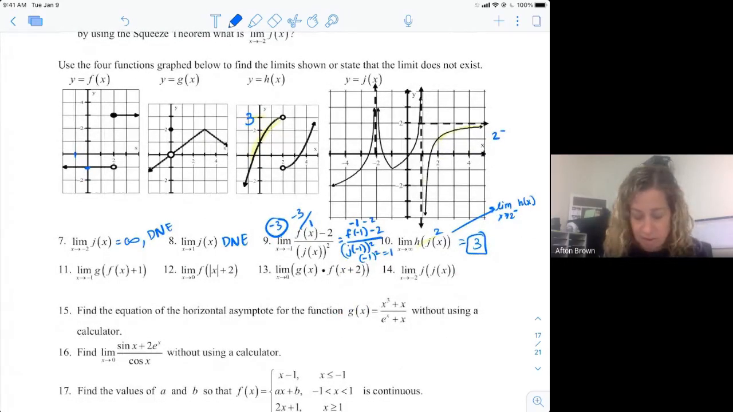Okay, who thinks they can explain number 11? Who got the answer on number 11?